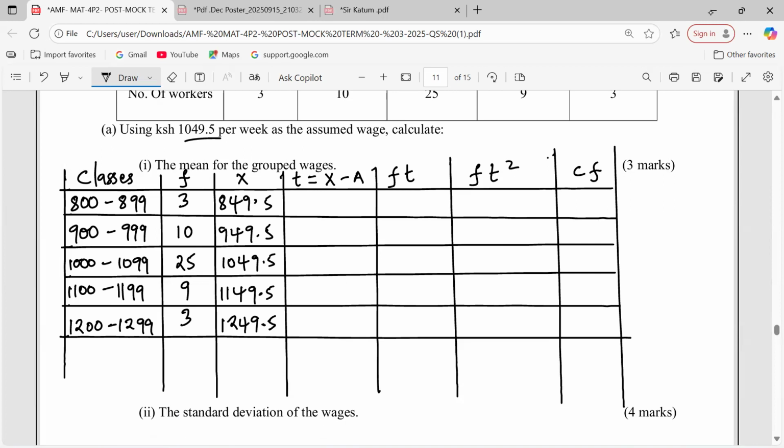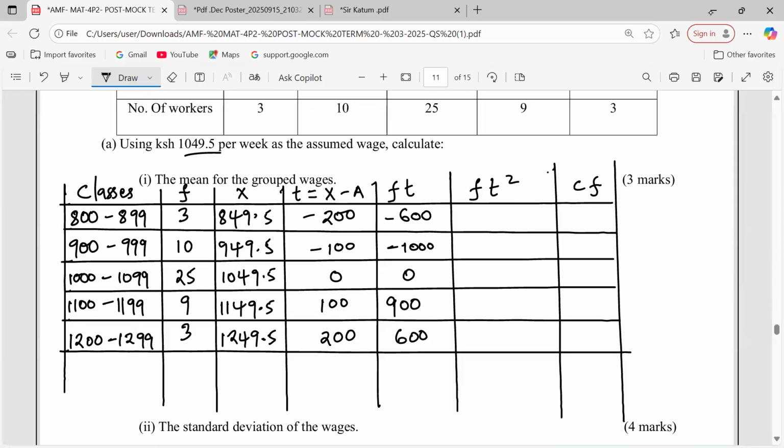So with the midpoints, we can get how each midpoint varies from the assumed mean of 1049.5. In the first case, we'll have negative 200, then negative 100, then 0, then positive 100, and this is 200. That's how the deviations are. From there, we get FT. 3 times negative 200, we get negative 600. 10 times negative 100, we get negative 1,000. 25 by 0, we just get 0. 9 by 100, we get 900. 3 by 200, we get 600. That's FT.